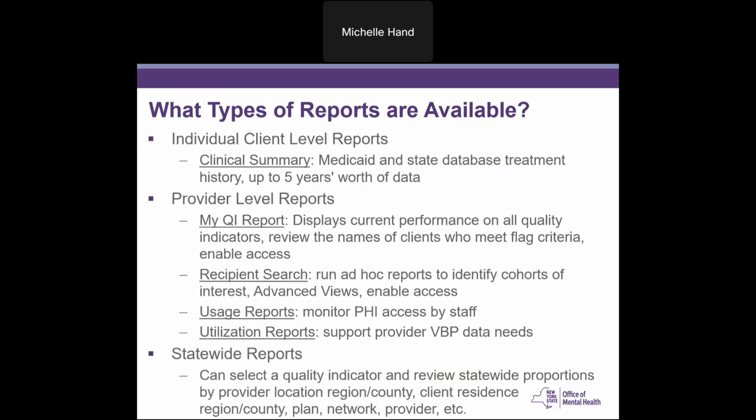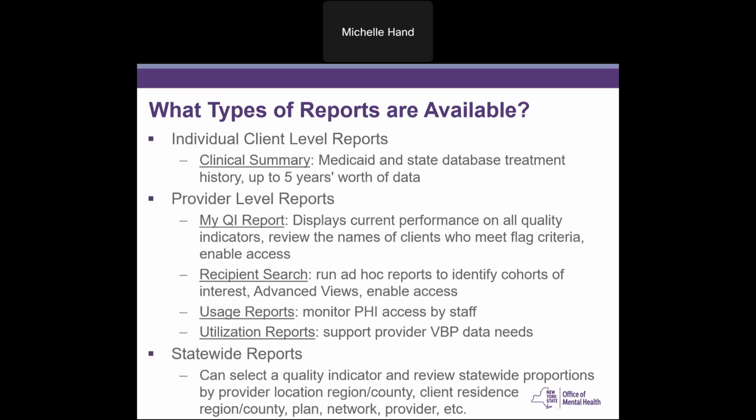All right, so we have a variety of different reports available in PSYCKES. The first and most popular report would be the client level clinical summary. And again, that includes that Medicaid and state database treatment history and provides up to 5 years worth of data. We also have provider level reports. So this would include my QI report, and that displays current performance on all quality indicators through a prevalence rate. And you can review the names of clients who meet criteria for certain flags and enable access within this report.